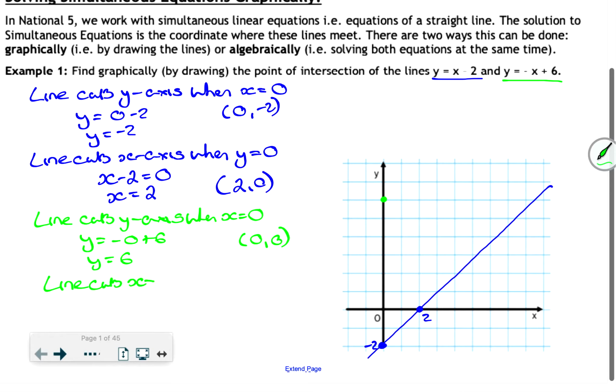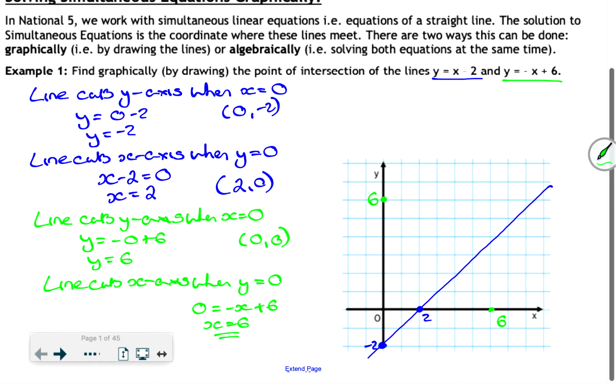The line cuts the x-axis when y is equal to 0. So that's going to give me 0 is equal to minus x plus 6. So x has to be 6. So it cuts at 6, 0. 1, 2, 3, 4, 5, 6. So it's cutting at 0, 6, and it's cutting at 6, 0. And then we just join those points up.